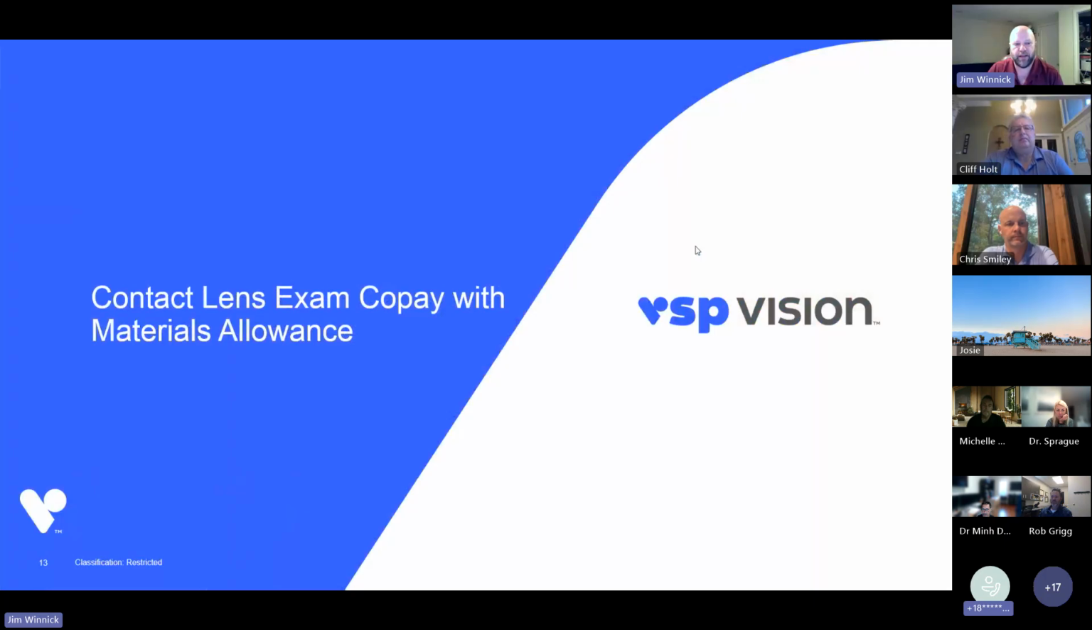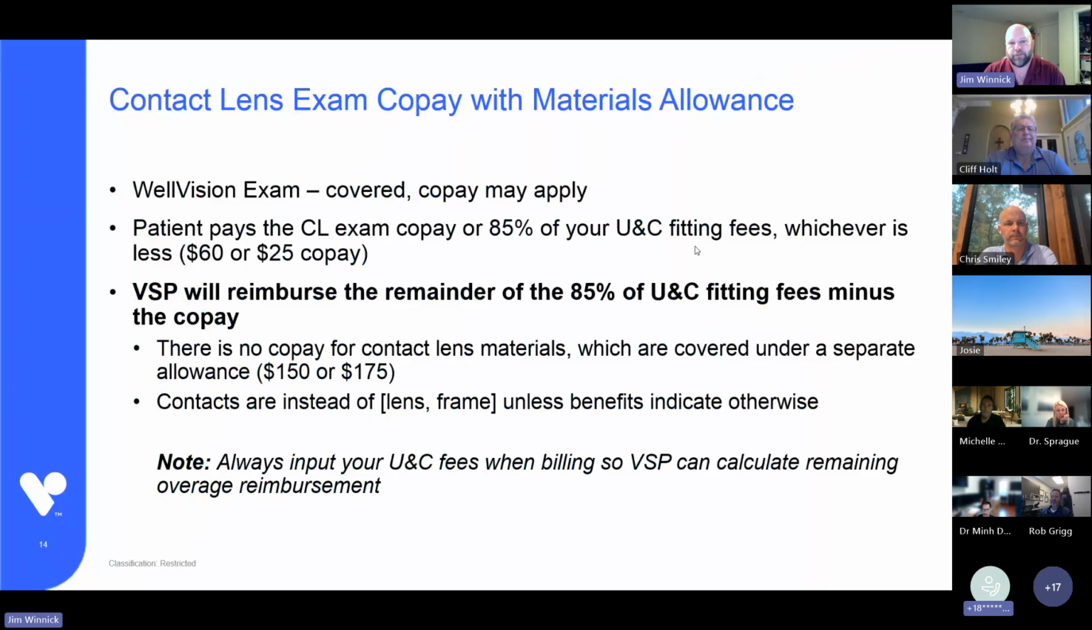So, contact lens exam copay with materials allowance. This is what some doctors call just the copay plan. As we said before, well vision exams are all covered separately. They have their own copays if they apply. That's a separate service. And then once you do your well vision exam, the patient has the choice to utilize their material benefits toward either contact lenses or glasses. With this particular plan, all of our reimbursements are always 85% of our usual and customary fees, minus any copays that might apply.